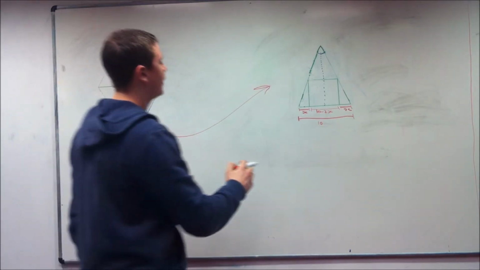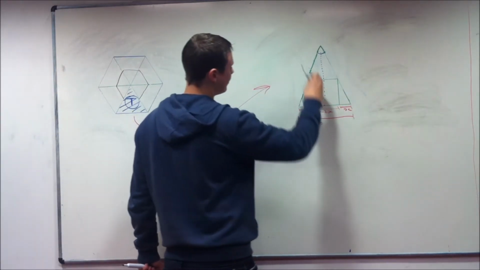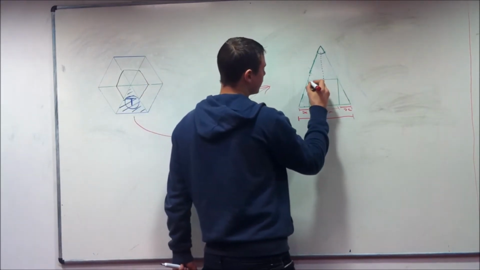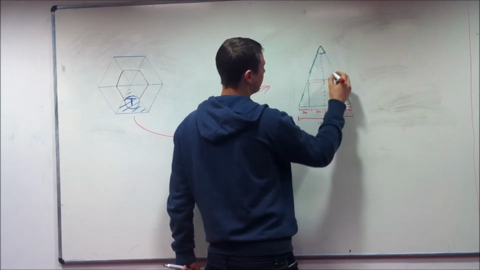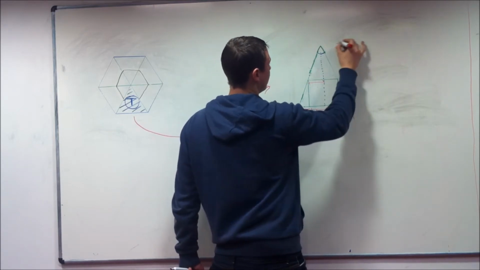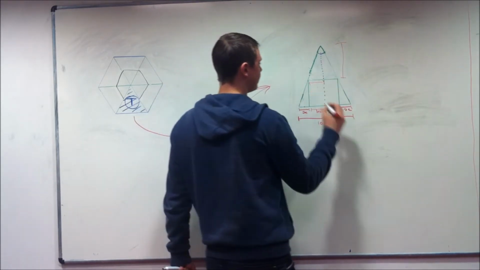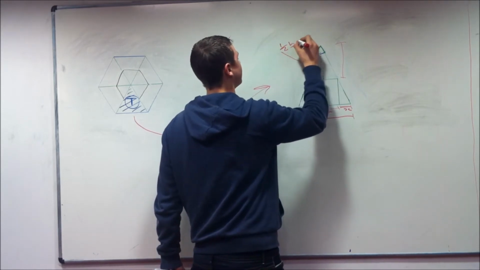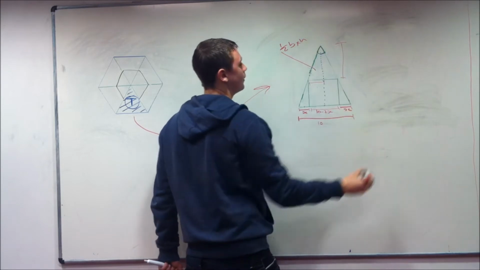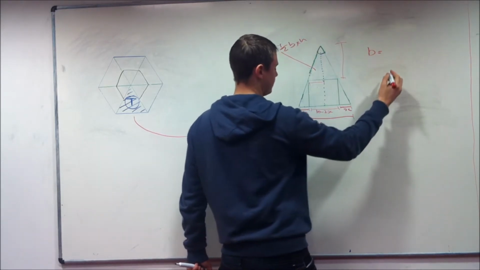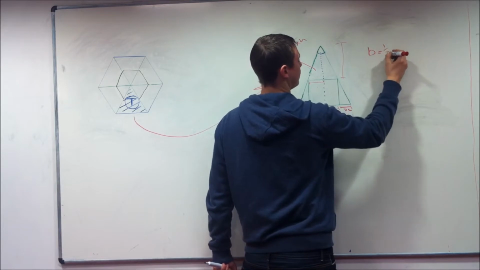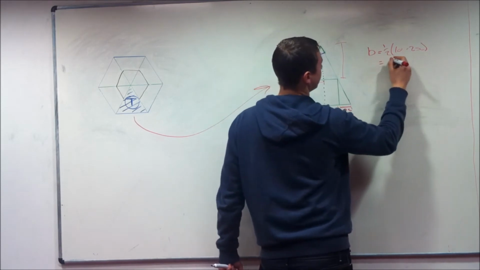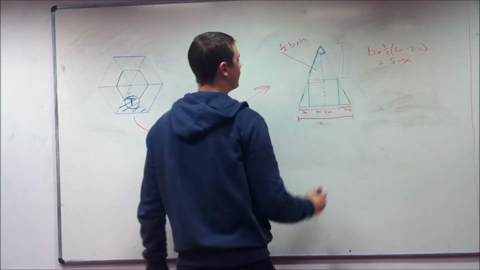To work it out, we're going to have to work out the area of this triangle and times it by the height. So to work out the area of this triangle, we're going to use the base times the height divided by 2. So we know the base, well, it's going to be half the base times the height. We know the base is equal to a half of 10 minus 2x, which we can just write as 5 minus x.